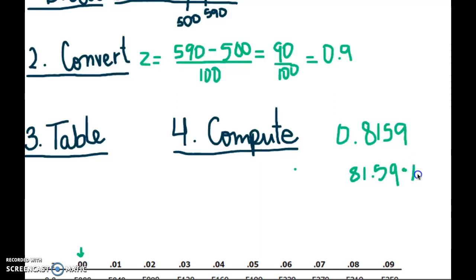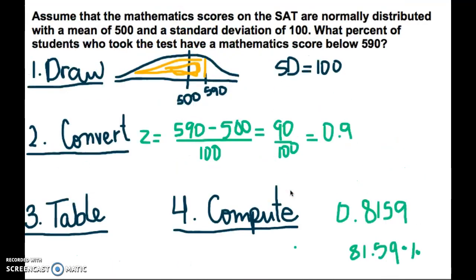So what that is telling me is the percentage of students who are going to score less than 590. So that's telling me here that about 81.59% of students are going to score in this area down here. And if you wanted to find the students that would score above, you would just take 100 and subtract 81.59, and that would give you the percentage that would score in this upper area over here.